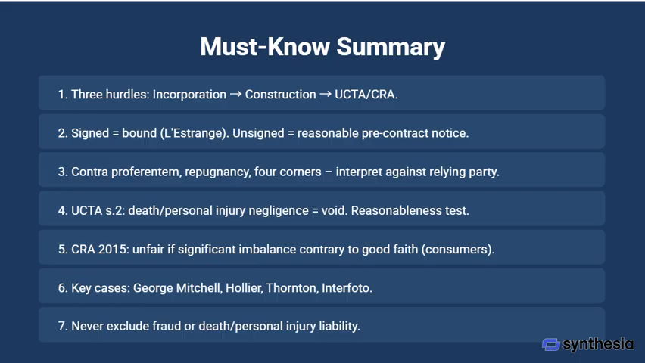4. UCTA Section 2. Death or personal injury from negligence is void. Reasonableness test applies. 5. CRA 2015. Unfair if significant imbalance contrary to good faith. Consumers only. 6. Key cases: George Mitchell, Hollier, Thornton, Interfoto. 7. Never exclude liability for fraud or death or personal injury.